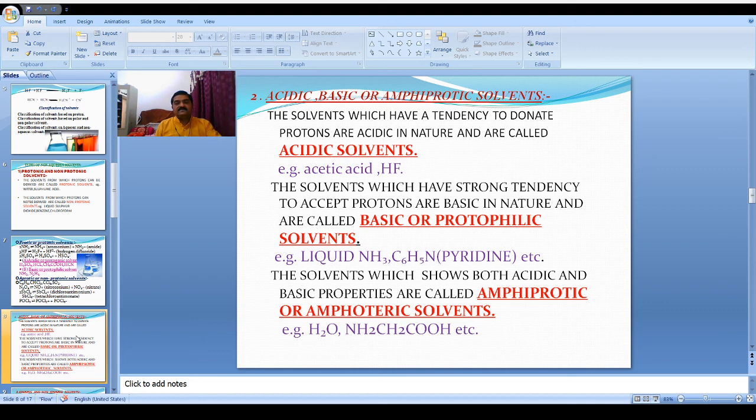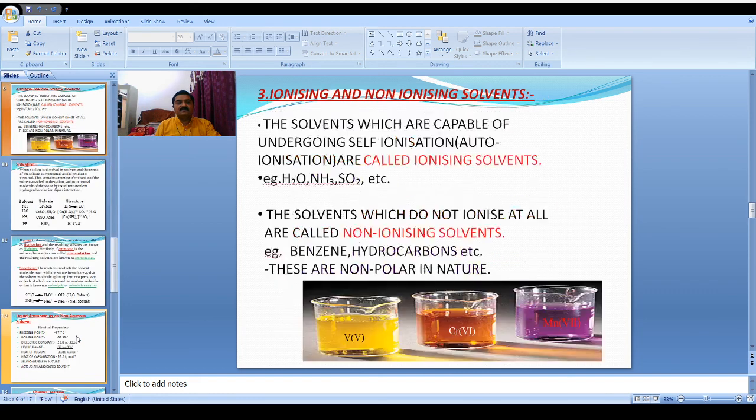The solvents which show both acidic as well as basic properties are called amphiprotic or amphoteric solvents. Examples are water, and acetic acid is also there. Glycine is also there. They are the best examples of amphiprotic or amphoteric solvents.